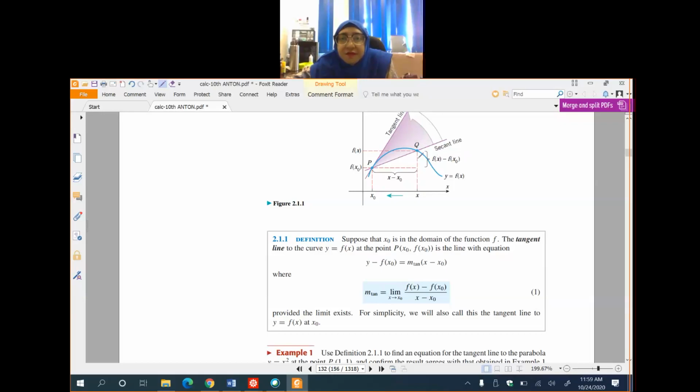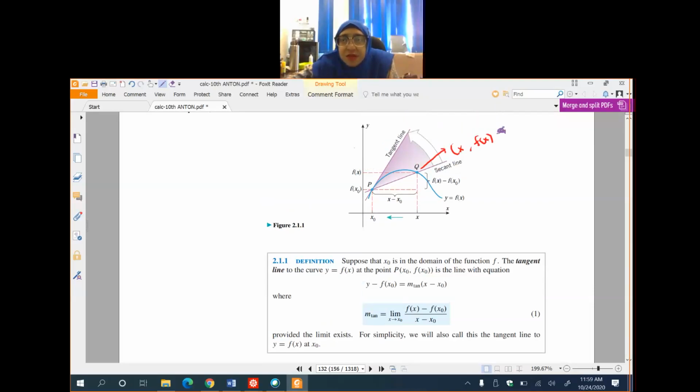So f of x is the y coordinate for Q. The coordinate of Q is equal to x, comma, f of x. So these are the coordinates. We have two coordinates, one is x, another one is y. So f of x is expressing the coordinate of y.